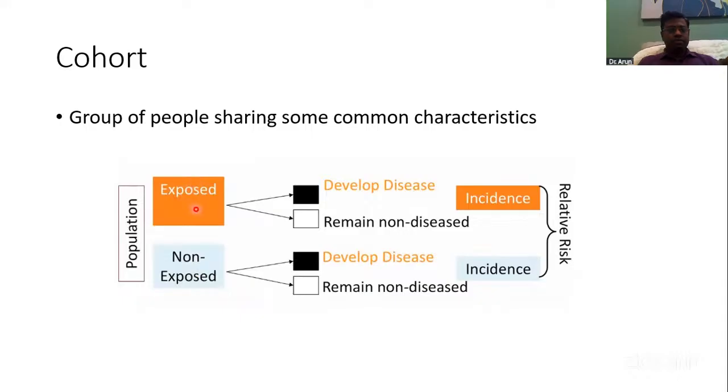How many people are exposed to smoking? So at the time of the study, who are all exposed to smoking and who are non-exposed. First, you have to differentiate and keep two groups, and over a period of time you have to observe them. Among the exposed, how many develop the disease and how many remain non-diseased, in both groups we have to assess, and that will give you the incidence among exposed and the incidence among non-exposed. Based on this, you can calculate relative risk.